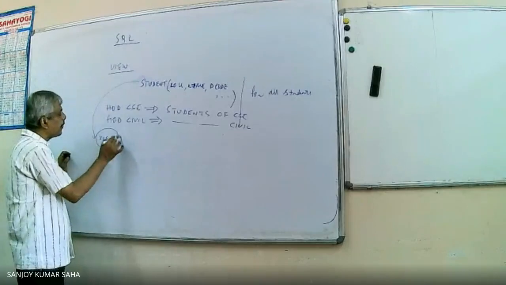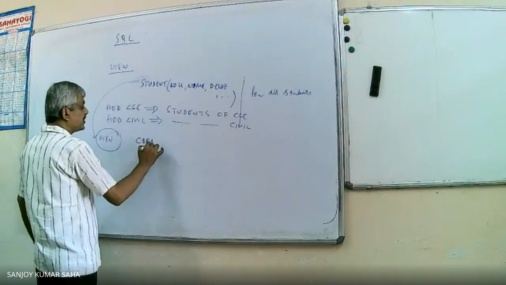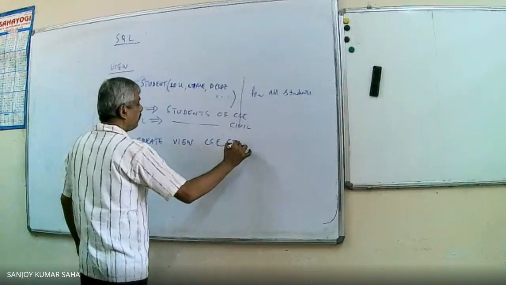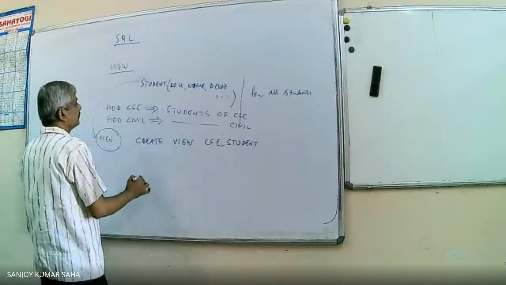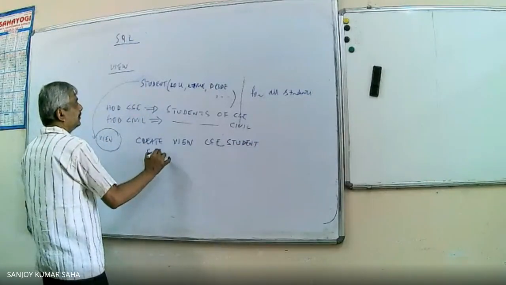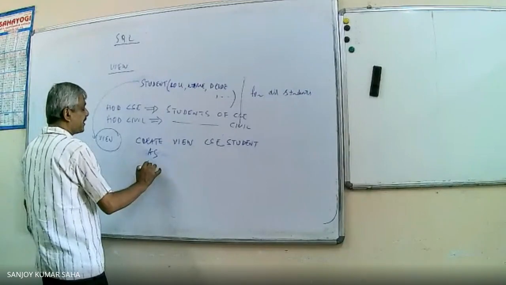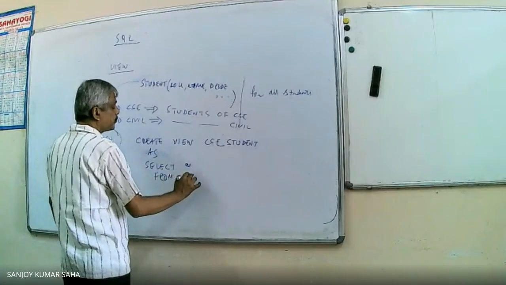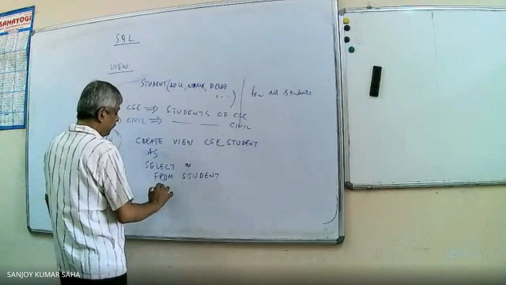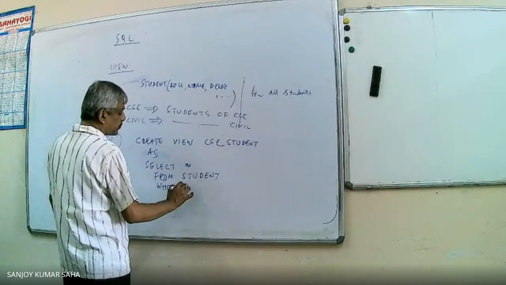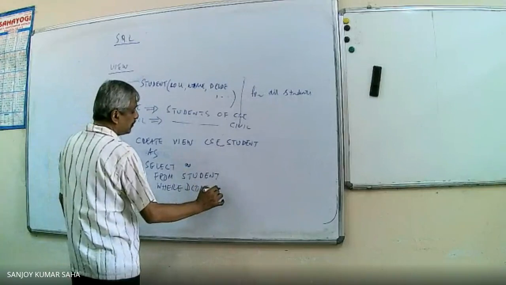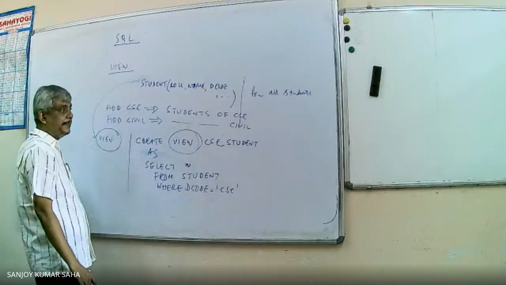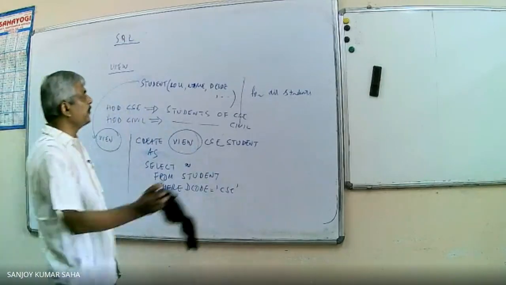So here the view can be another option. Suppose I do create view, say CSE student, so as we are writing the query, say select star from student where dcode equals to, this is, we are creating a view. So how is it defined from our table? What happens whenever we are creating a view?